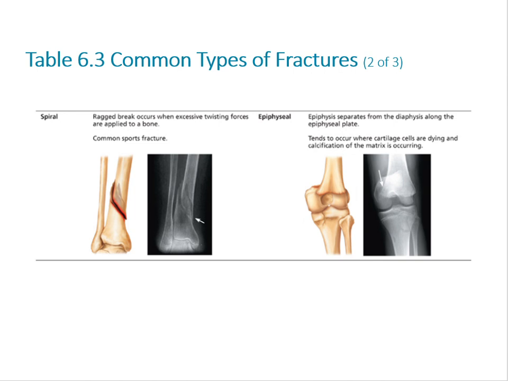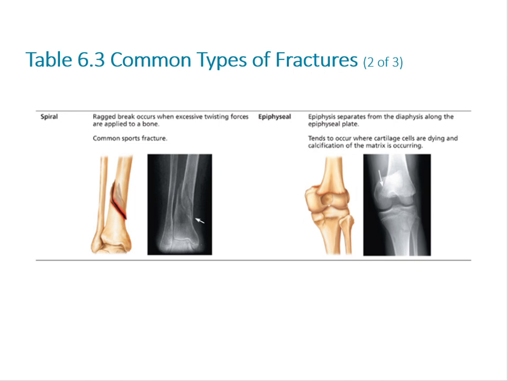Then we have the ragged break that occurs from excessive twisting forces, especially when they're applied to bone. That's a spiral break, and it does have a spiral appearance along the diaphysis of the bone. This is a common sports fracture. Then there's epiphyseal breaks, where the break happens along the epiphyseal line, essentially where the epiphysis separates from the diaphysis. So at that epiphyseal plate.